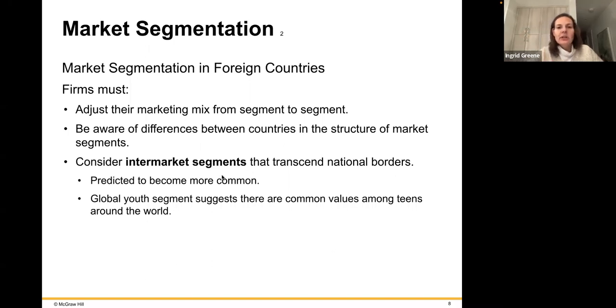So we need to consider the intermarket segments that transcend national borders. This is predicted to be more common, right? Because the young people are being able to see products the same across borders. The global youth segment suggests that there are common values among teens around the world.